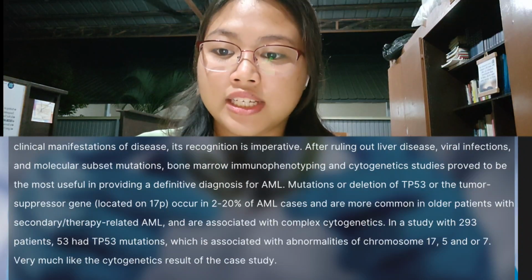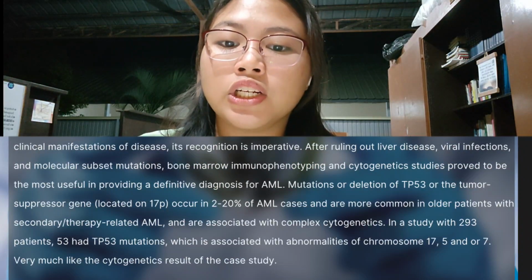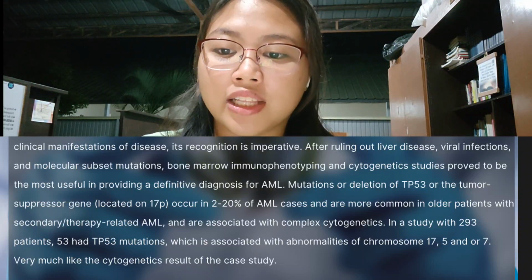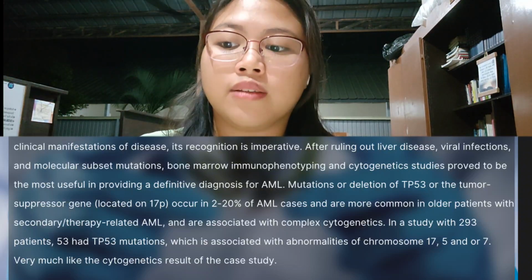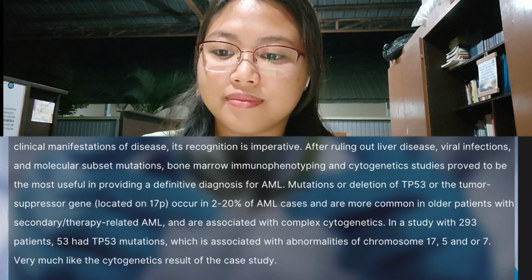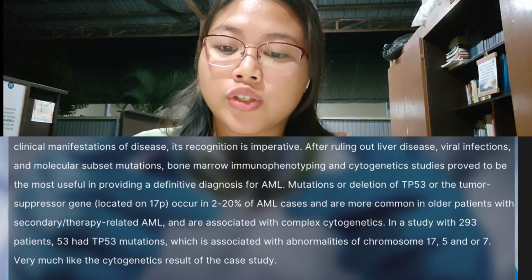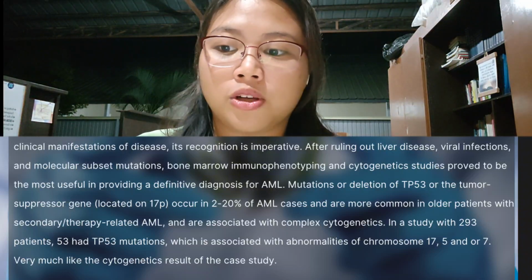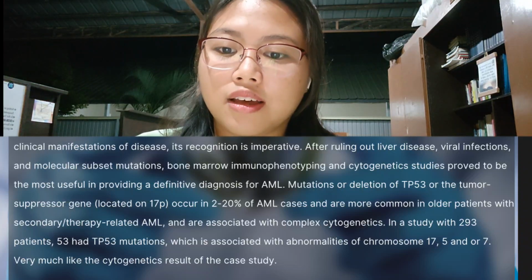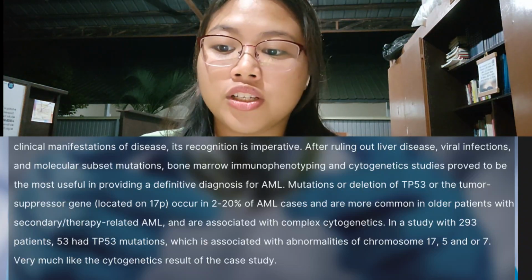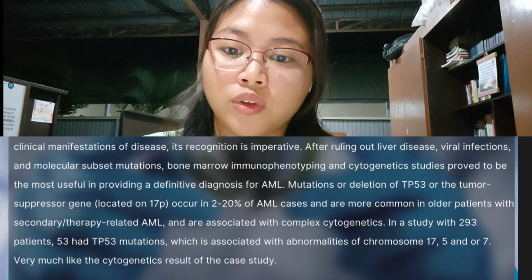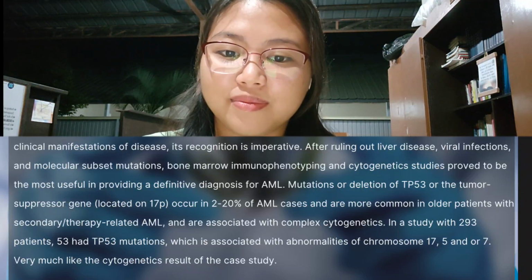After ruling out liver disease, viral infections, and molecular subset mutations, bone marrow immunophenotyping and cytogenetic studies proved to be the most useful in providing a definitive diagnosis for AML. Mutations or deletions of TP53, the tumor suppressor gene, occur in 2 to 20% of AML cases and are more common in older patients with secondary therapy-related AML and are associated with complex cytogenetics.